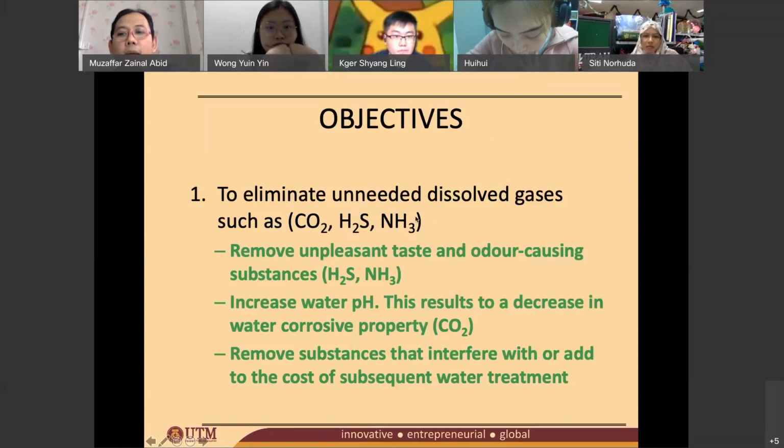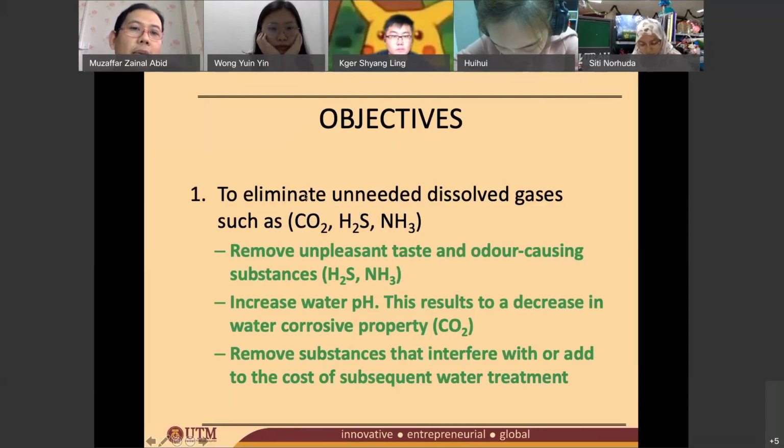You see, just by aerating water, or basically adding air into the water without any hanky-panky treatment, just by blowing air into the water, you can remove carbon dioxide. When you have carbon dioxide in water, you will be producing carbonic acid, so water will become acidic, and that's why you have to remove that carbon dioxide.